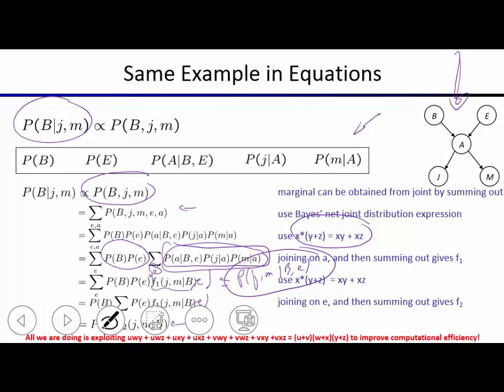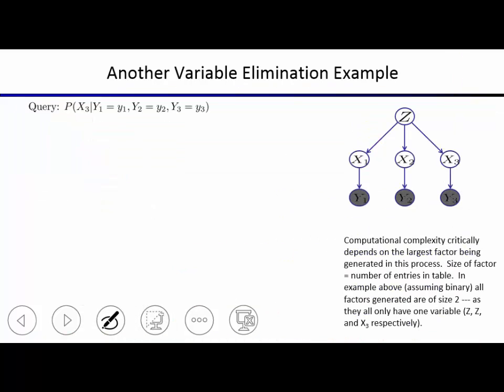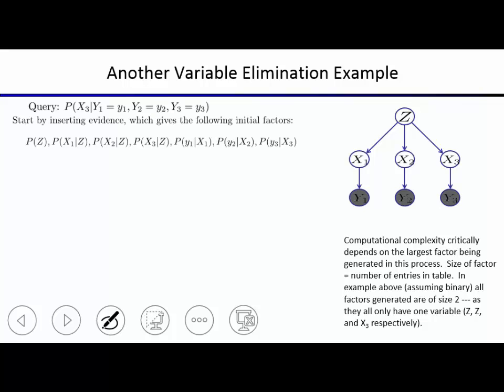All right, so then let's take a look at an example where we, again, don't dive into the details, but we'll start thinking about what the effect is of the ordering of the variables in which we eliminate things. So here is a query. The query is for X3 given Y1, Y2, and Y3. So the factors we start with are all the original factors from the base net over here. And now we start eliminating in some ordering, right?